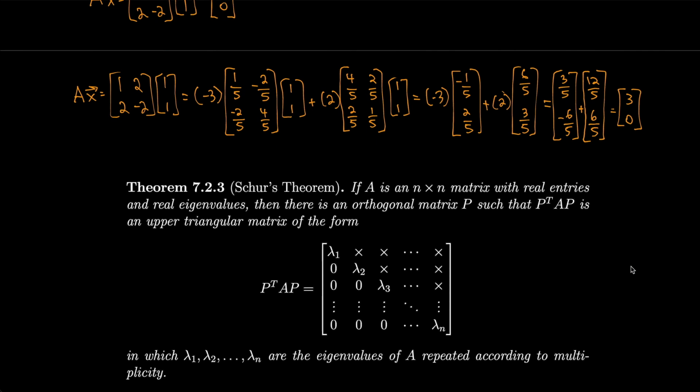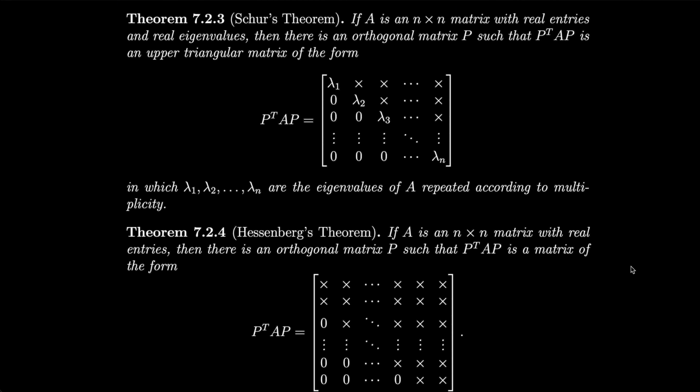Let's finish with just a couple theorems. If A is an n by n matrix with real entries and real eigenvalues, then there is an orthogonal matrix P such that P transpose AP is an upper triangular matrix of this form right over here. So if we have an n by n matrix with real entries and real eigenvalues, then we can find some orthogonal matrix P such that we'll have a whole bunch of zeros underneath all of the eigenvalues. And each eigenvalue is repeated according to its multiplicity.